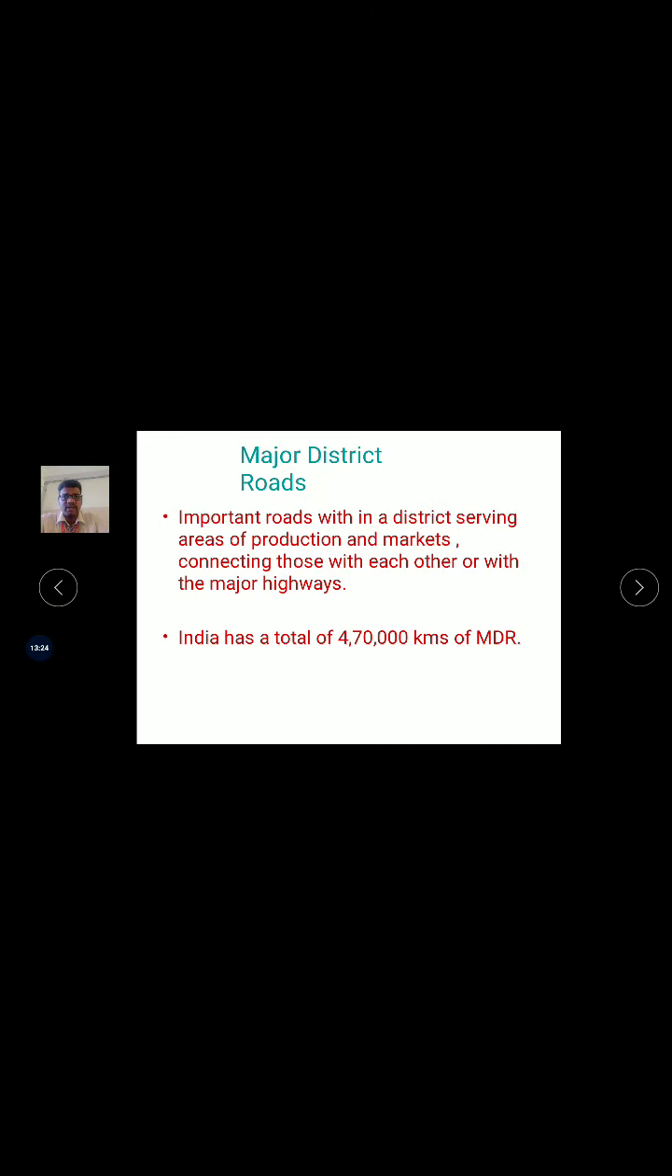The next one is major district roads. These roads serve the other district roads and the village roads. The overall length of MDR is approximately 4,70,000 kilometers. So these are meant for service. Now, with developments and other activities, it will surely increase. So these all come under major district roads.